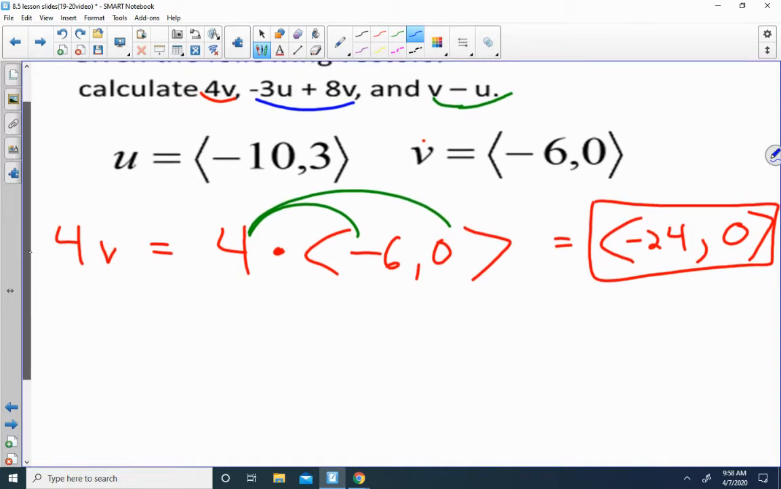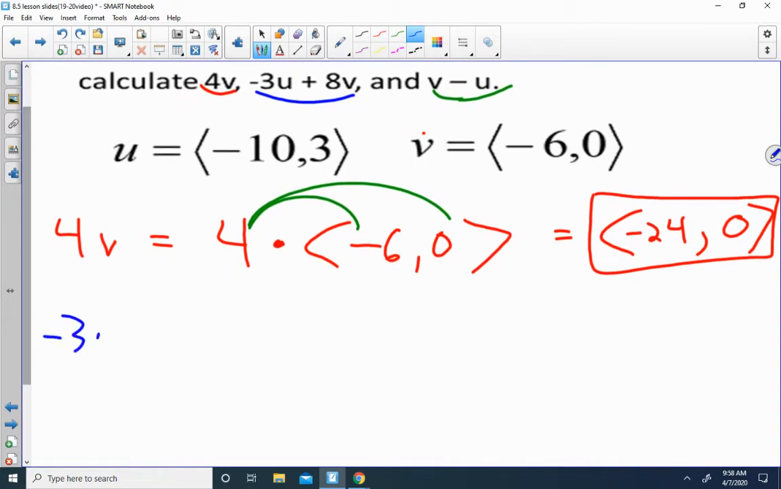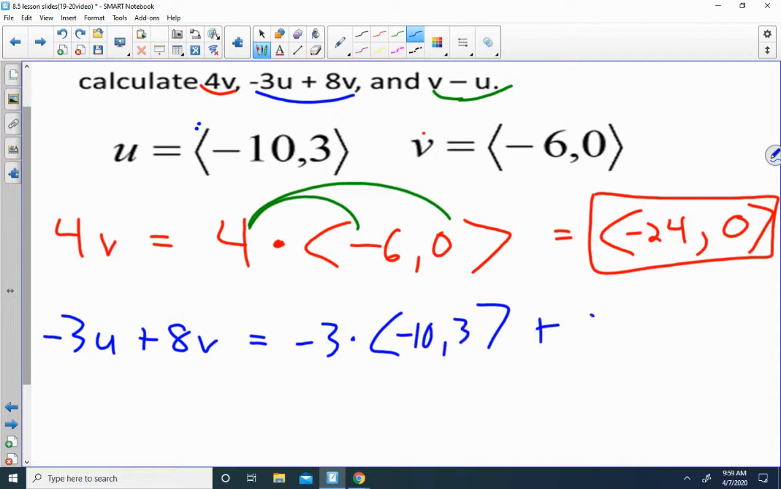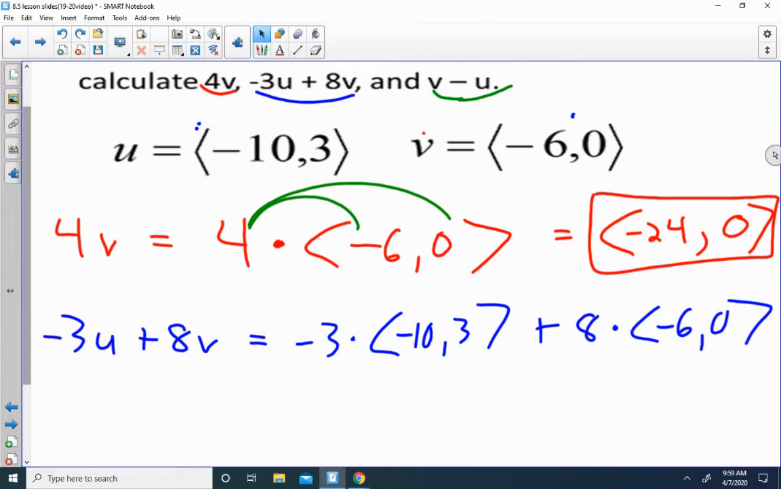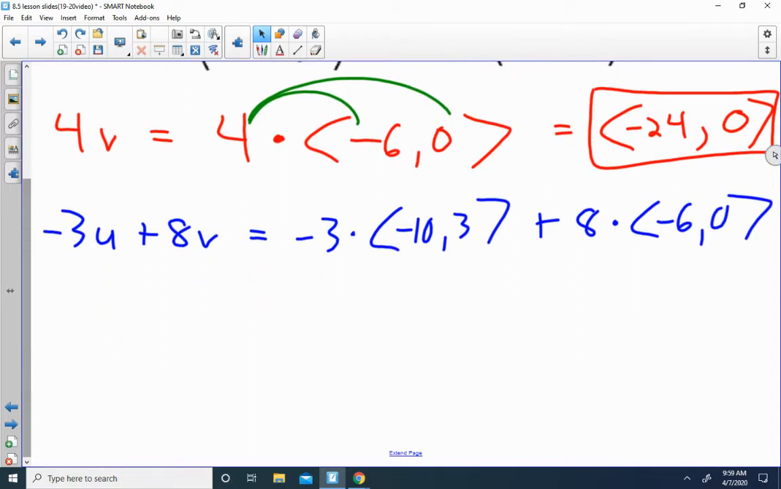But now moving on to the second part. Let's say I have negative 3u, and I need to add that to 8v. So in other words, I'm first going to take negative 3 times vector u, where vector u is negative 10, 3. Then I'm going to add that to 8 times vector v. Vector v is negative 6, 0. All right. So, first things first, let's do the multiplication part and distribute.